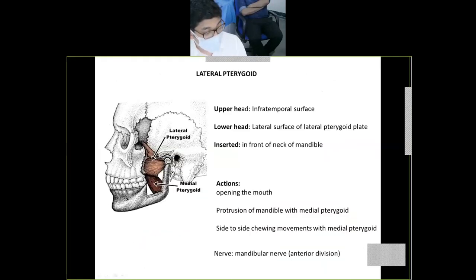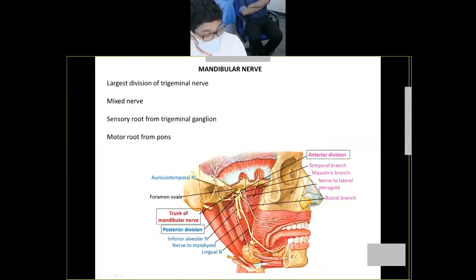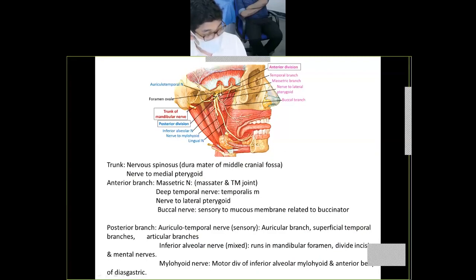So where does it come from? It comes from the trunk of the trigeminal nerve. Then there is another nerve to the medial pterygoid, nerve to the medial pterygoid. Now these two are coming from the trunk, as we have discussed for the medial pterygoid already.